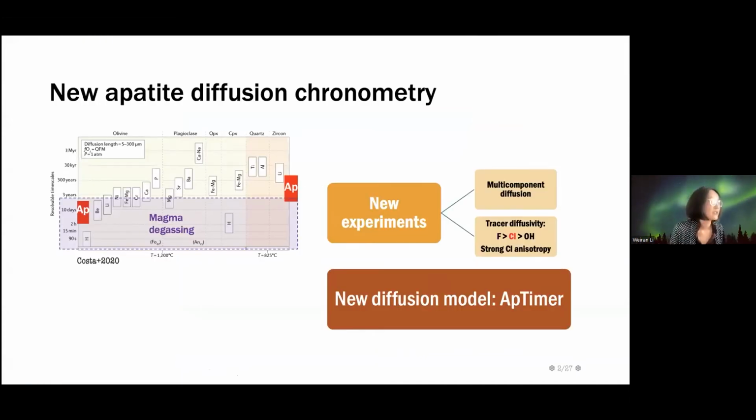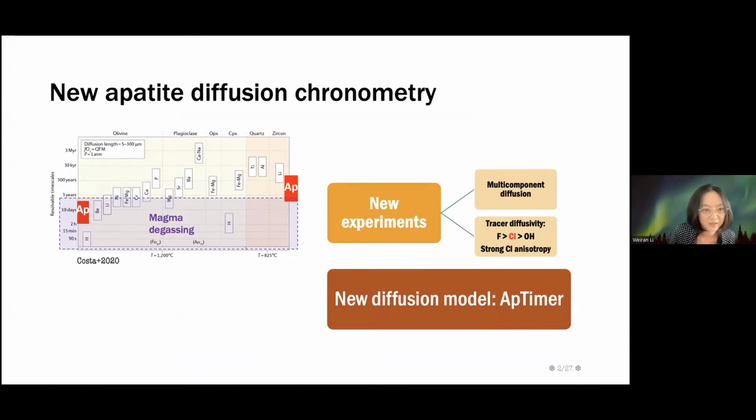Diffusion chronometry has been widely used to estimate the timescales of magmatic processes. Here's a plot from Kosa et al. 2020 that summarizes the timescales that can be constrained by different elements in different minerals. I drew this purple box here that shows the timescales of magma degassing at most volcanoes.